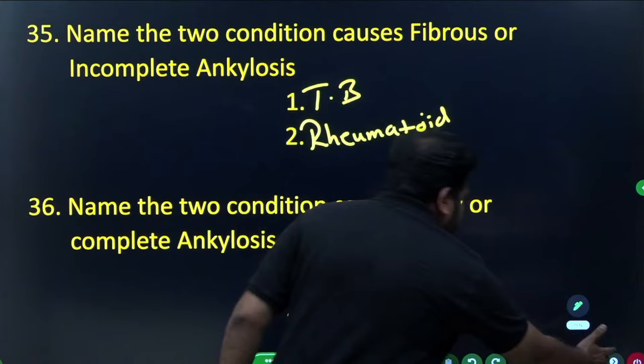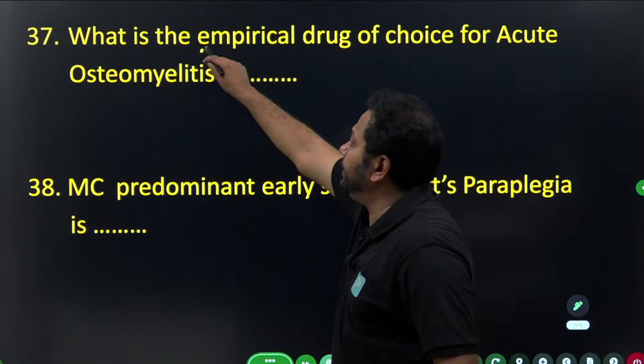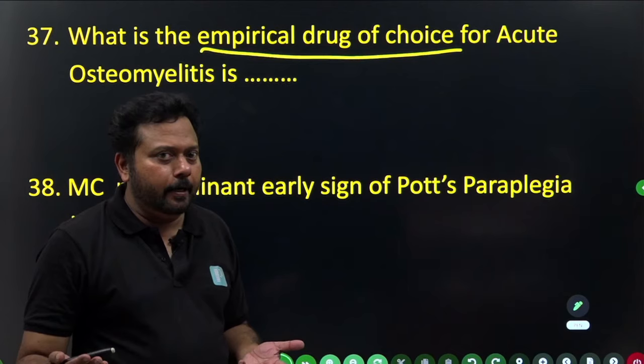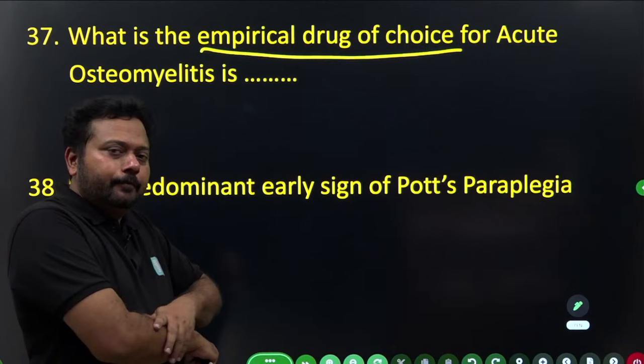Yes. What is the empirical drug of choice for acute osteomyelitis? Okay. Empirical drug of choice. Now everything is changed, dear friends. I am telling from the latest books. Kindly concentrate on this. I don't know which MCQ guide you studied and what answer you know. If your guess is right, then well and good. Otherwise, please concentrate. The book very clearly says the empirical drug of choice for acute osteomyelitis.